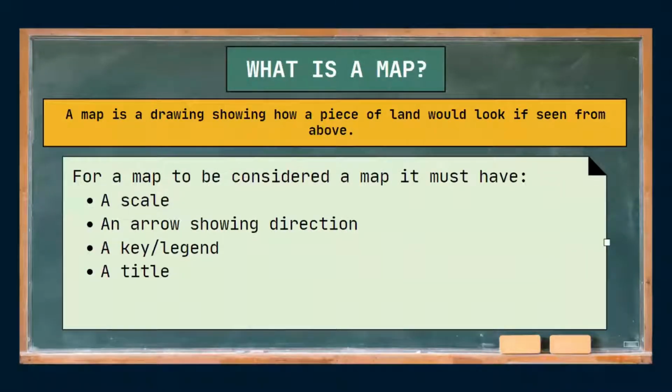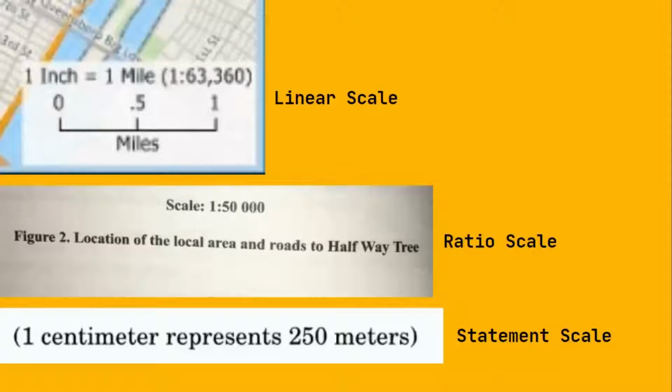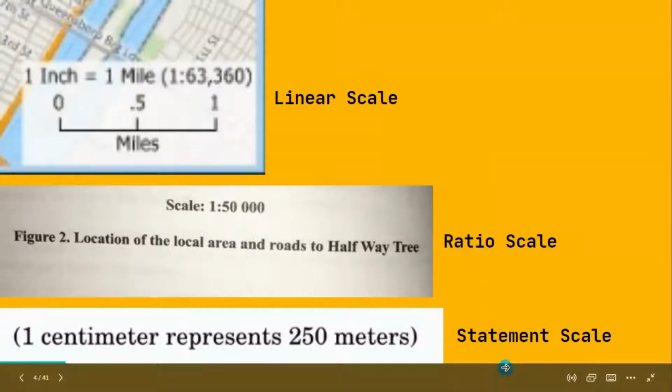So what is a map? A map is a drawing showing how a piece of land would look if seen from above. For a map to be considered a map, it must have certain features, and these are a scale, an arrow showing direction, a key or legend, and a title. This is what this scale would look like. There are different ways the scale can be represented on a map. We have a linear scale, a ratio scale, and a statement scale.